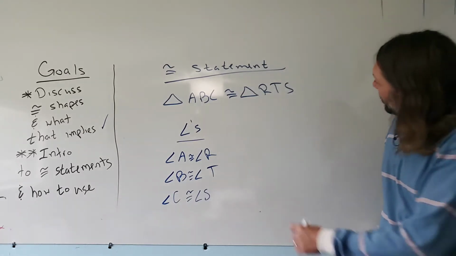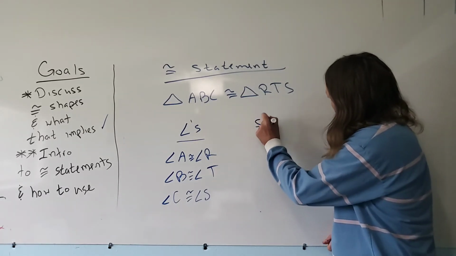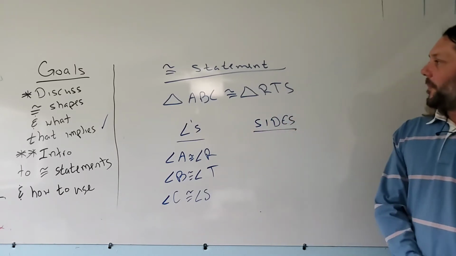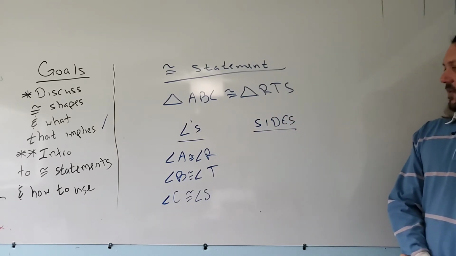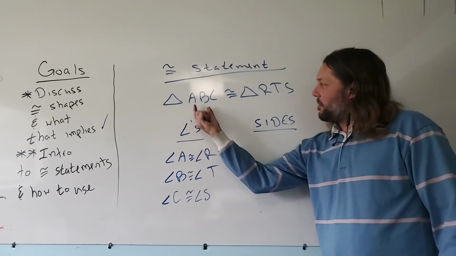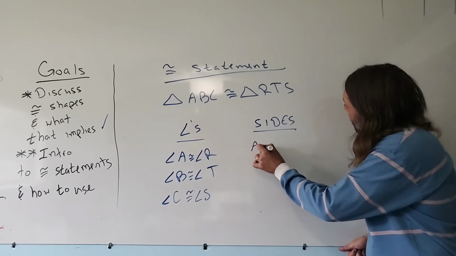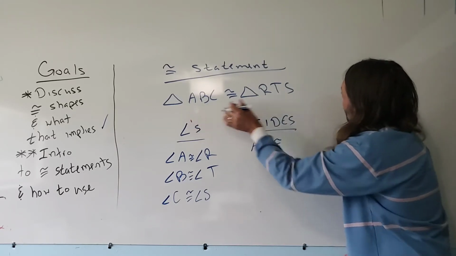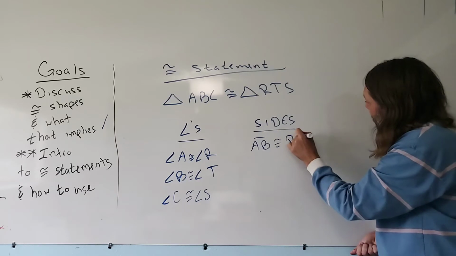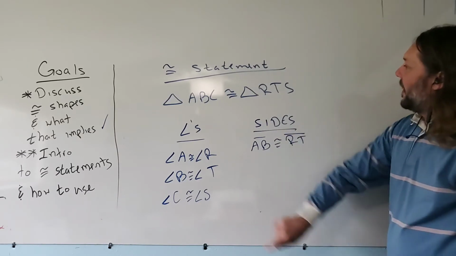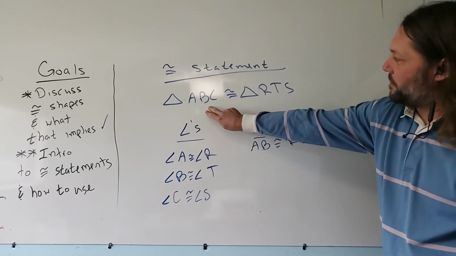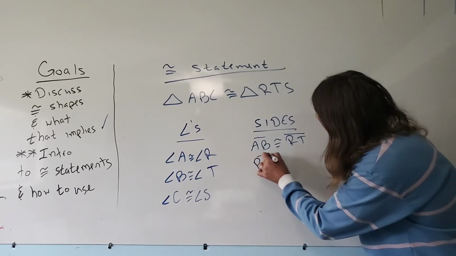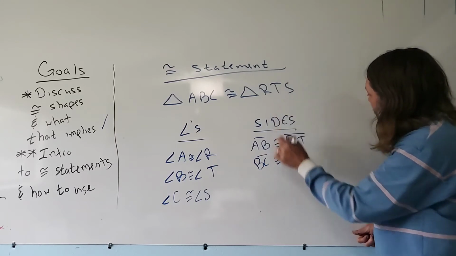So the next thing I'm going to talk about is the sides of my triangle. Okay? So, sides have endpoints. And so I can say that side AB must be the same as side RT. The first two letters are the same as the second two letters. Okay? I can say my second and third letter, which represents the endpoints of a side, BC, must be the same as side TS.